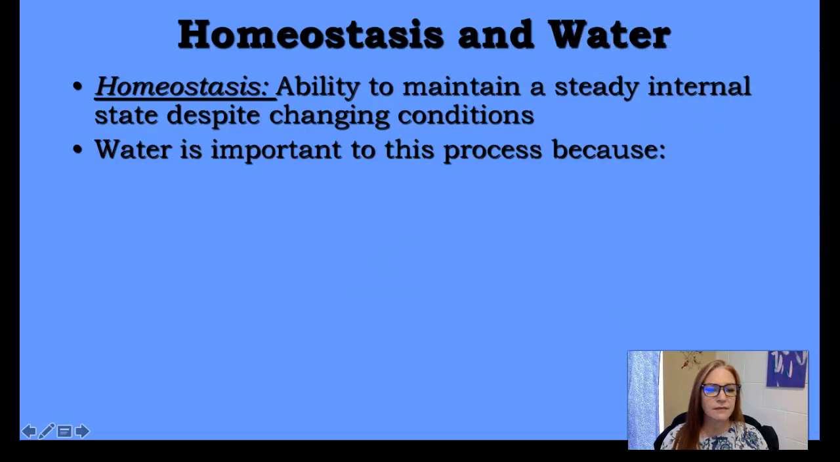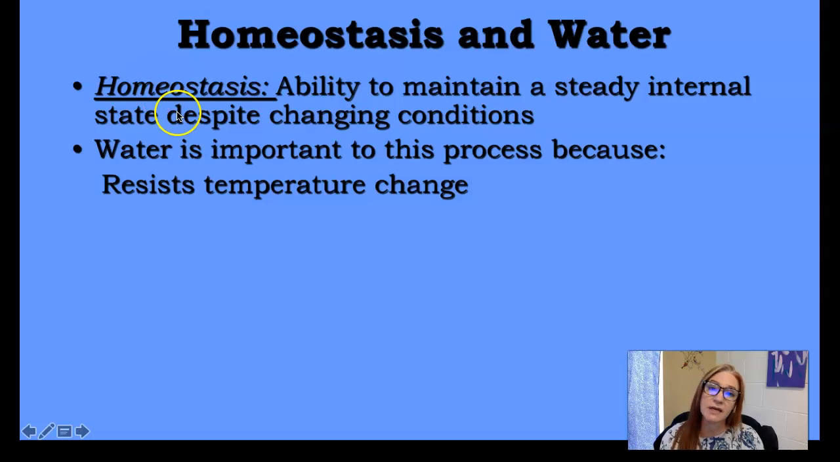All right, again, throughout this, I've been trying to mention how all of these properties are important in living bodies. So essentially, water is necessary for homeostasis. And homeostasis is the ability to maintain a steady internal state, no matter what's going on around a body or a cell in the environment.